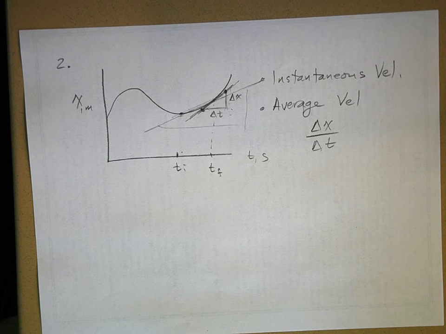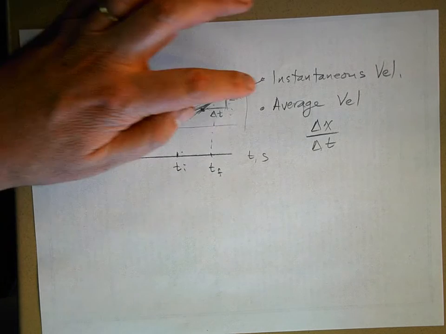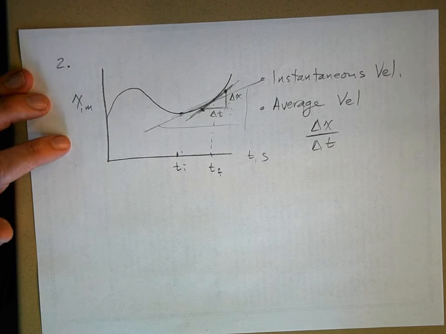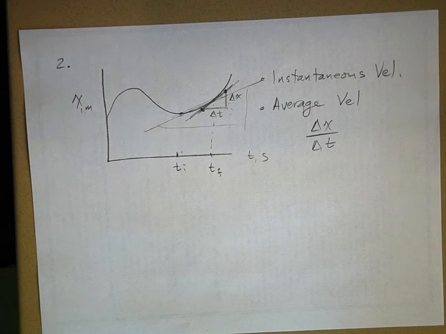So basically, that's what you need to know: the difference between instantaneous velocity and average velocity if I give you a position versus time graph.